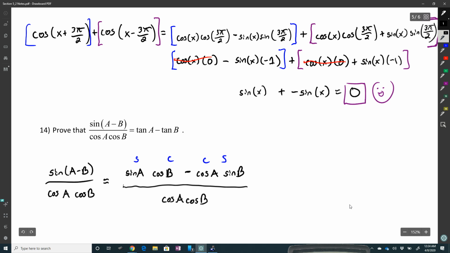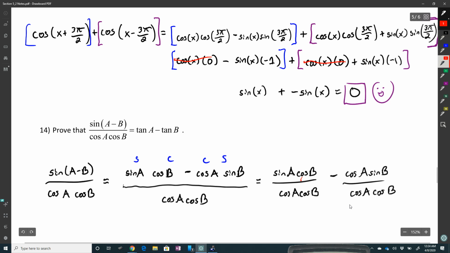Now when you're dividing, you divide each one. It's illegal to pick and choose what you want to divide by. Okay, you have to divide the entire thing. So there's two terms here, and then minus cosine A sine B over cosine A cosine B. So looking at this, the cosine B's in the first term cancel out, whereas the cosine A's in the second term cancel out.